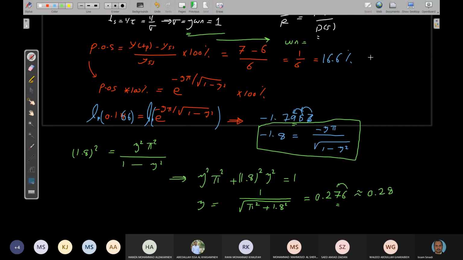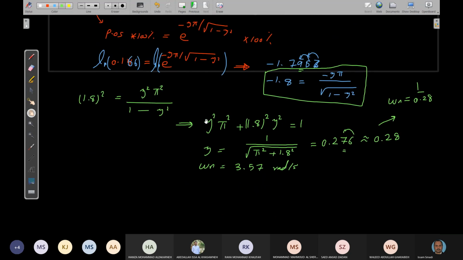Omega n is equal to 1 over zeta, correct? So now that I have zeta, I can calculate omega n, which will equal 1 over 0.28. Can you calculate that for me? 3.57. This is in radians per second according to the SI unit.